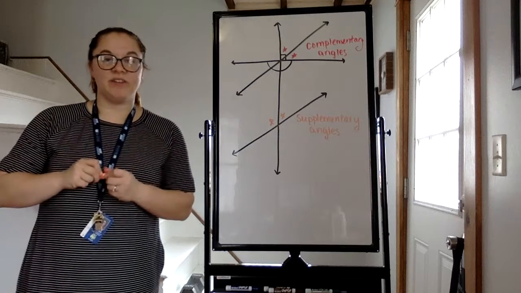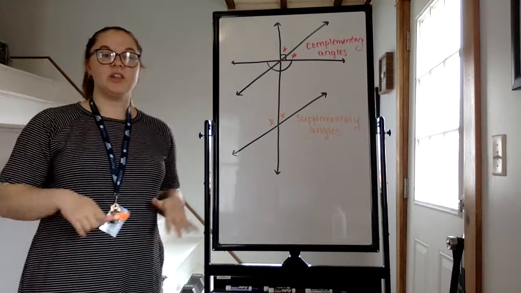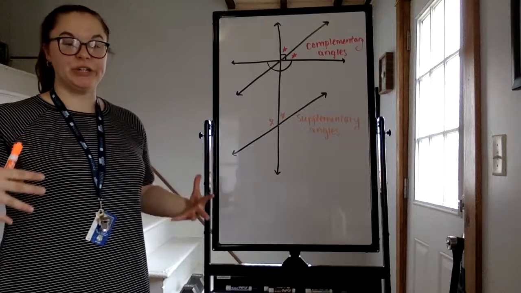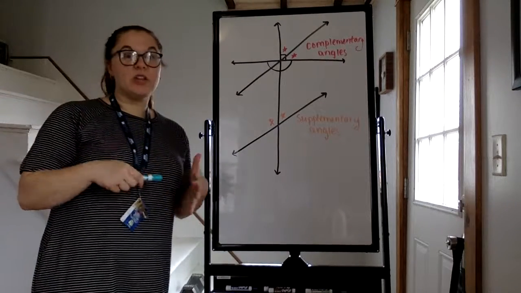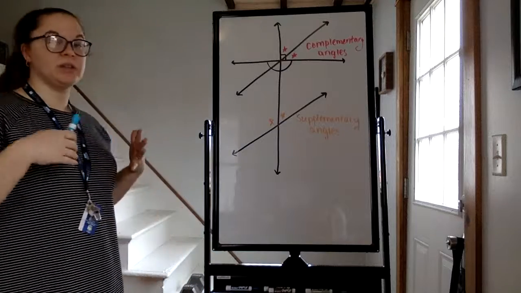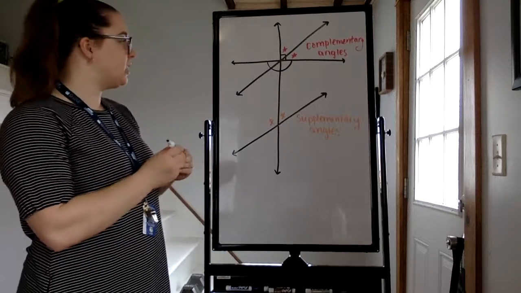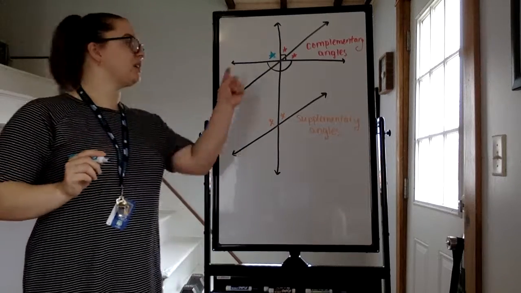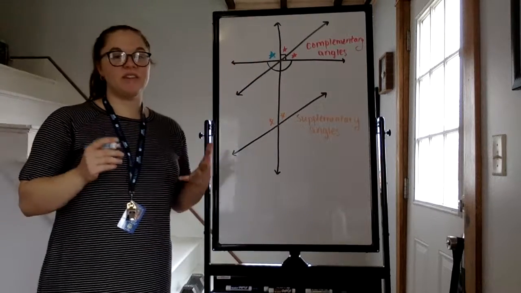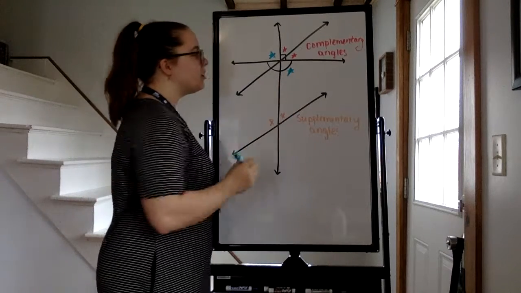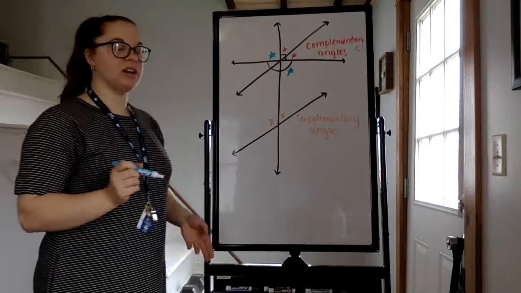Finally, we have our vertical angles. So these vertical angles, they're on opposite sides of an intersection, and they're the same size. They're congruent. So we have a lot of different examples of some vertical angles here. Let's take a look at one. This angle here is vertical to this angle. And you can tell this because they share lines.